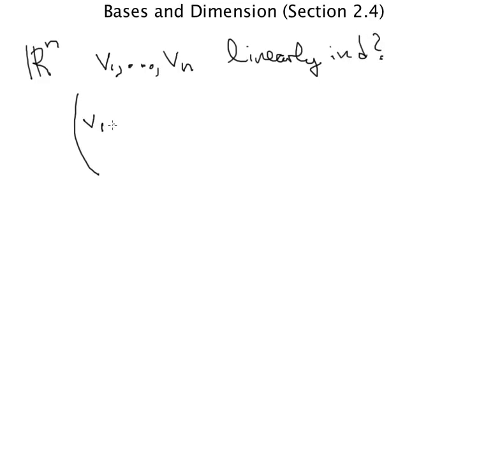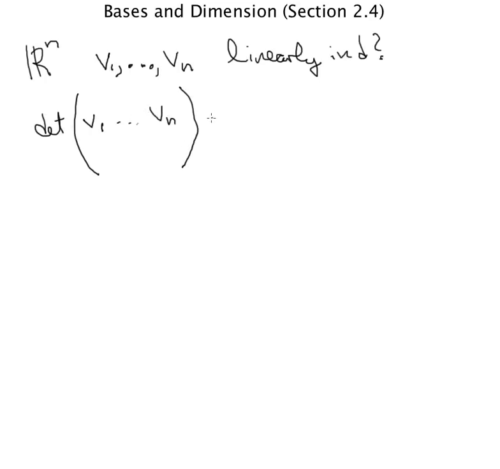Now we're going to talk about the concepts of basis and dimension. Before I do that, let me say a couple more words about linear dependence and independence. So the setting is, suppose we're in Rn, and you give me n vectors v1 through vn. The question is, how do you tell if they're linearly independent?